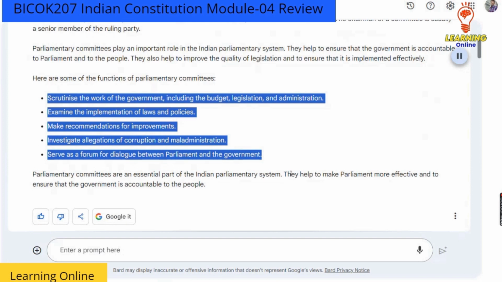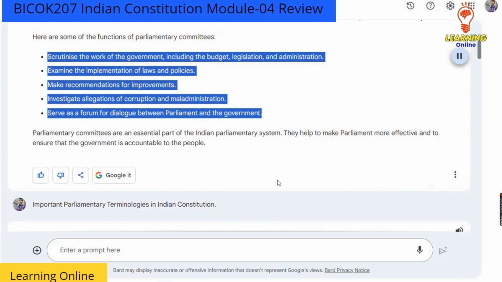Scrutinize the work of the government, including the budget, legislation, and administration. Examine the implementation of laws and policies. Make recommendations for improvements. Investigate allegations of corruption and maladministration. Serve as a forum for dialogue between Parliament and the government. Parliamentary committees are an essential part of the Indian parliamentary system. They help to make Parliament more effective and to ensure that the government is accountable to the people.